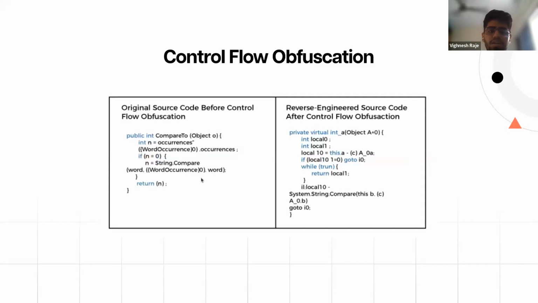Coming to the next one, control flow obfuscation. On the left, in the original source code, you can see there's a function compareTo. In that, there's one if statement which tries to compare if n is equal to 0, and based on that comparison, it returns. On the right side, where the control flow is obfuscated, the operation is pretty much the same, but it is very difficult to understand where the comparison is happening, where the code is jumping to.